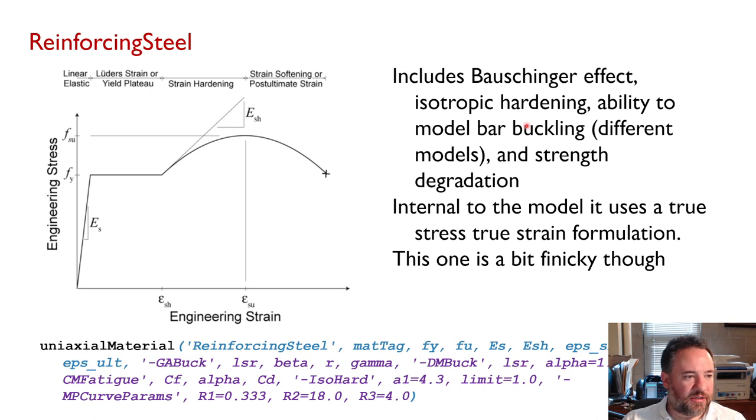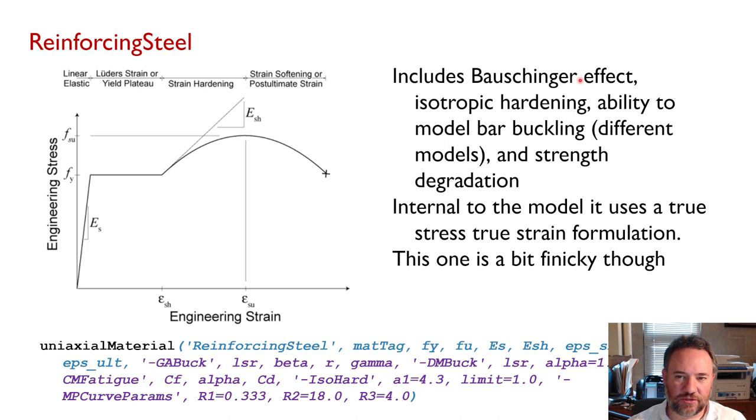Okay, here's another one. This is just another steel that we can use. This one is called reinforcing steel, and it aims to actually model the yield plateau. So when you have a single degree of freedom, like you take a steel coupon and pull it and look at the stress-strain, you often see this yield plateau, and then you have the hardening branch. The application of this is supposed to be for reinforcing steel bars.